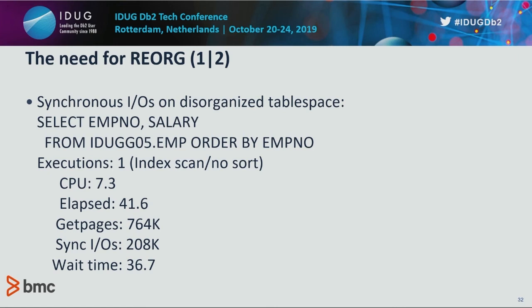And this is really just one execution of that query. It used 7.3 seconds of CPU, but then over 40 seconds of elapsed time with a lot of get pages happening, over 200,000 synchronous IOs. And this is actually I/O wait time, so you can see that about 90% of your elapsed time is spent waiting for IOs to complete. So because of the disorganization, you've lost the ability to bring things in sequentially and get good performance on your query.